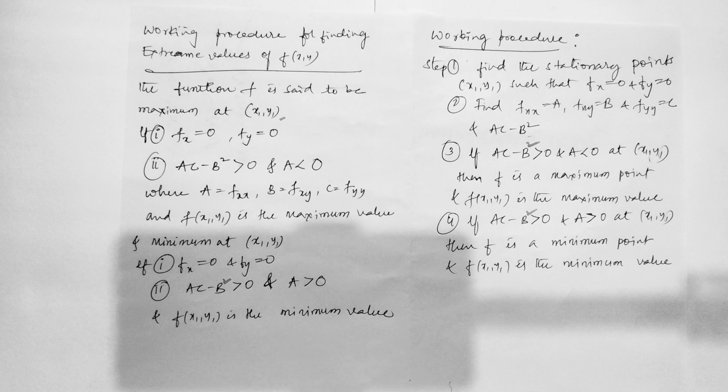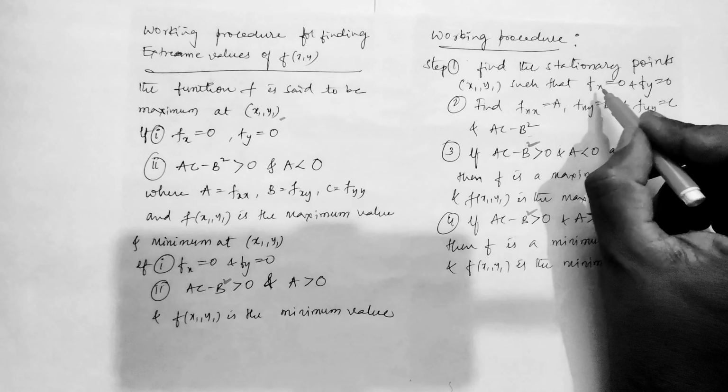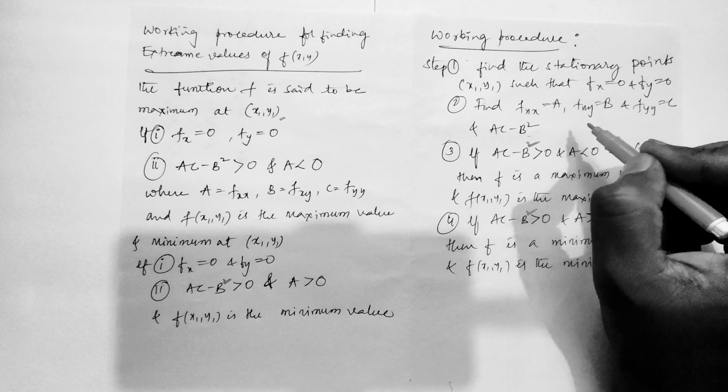In the last video we discussed one example based on extreme value of the function. This is the second example. As we are already aware, the procedure to find the maximum value and the minimum value of a function is: first we have to find the stationary points by taking fx equal to 0 and fy equal to 0.